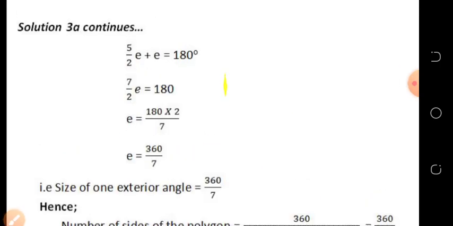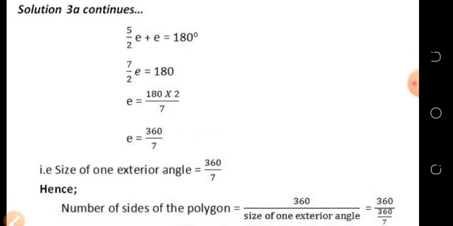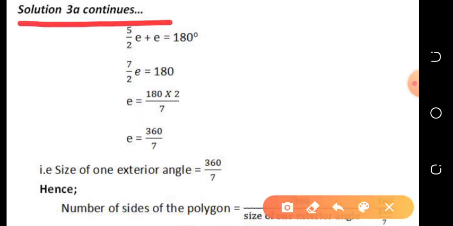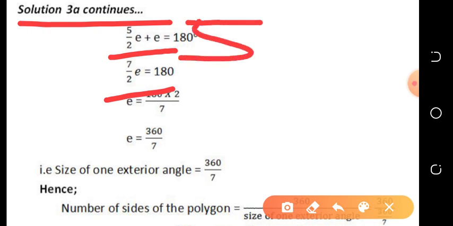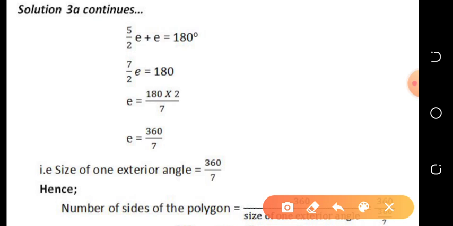We now have here solution 3a continues. Continuing there, in place of I, we put 5 over 2E plus E is equal to 180. Next step, we have 7 over 2E is equal to 180. How did we get 7 over 2E? You know, 5E, for the left-hand side, we have 5E plus E. How do we do that? See how we do it here.